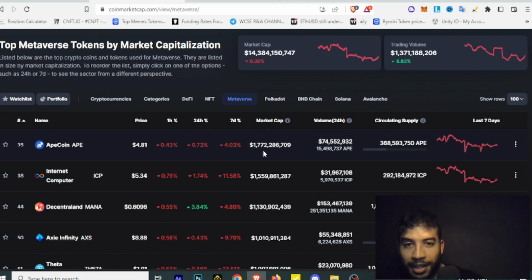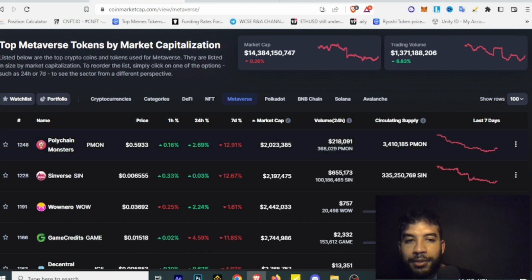Now here is where things get interesting. If you click on market cap and you click again, you'll get presented with the lowest market cap first, and this is how you find those gems. Now this one has a $2 million market cap. This is really low, so usually those are a hit or a miss. I don't advise doing that.